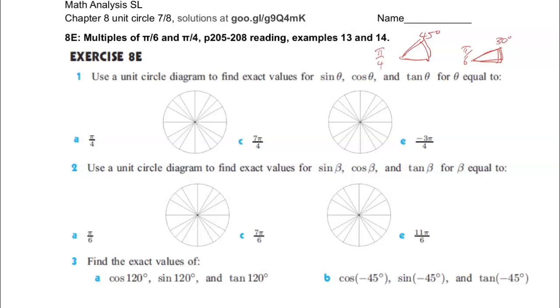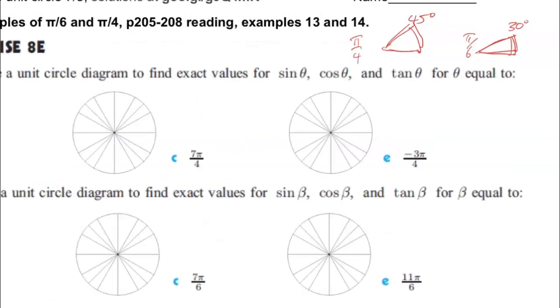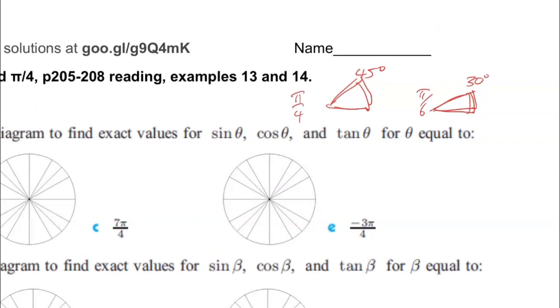Okay, here's page 7 for unit circle. We're going to work on multiples of pi over 6 and pi over 4. Just a reminder, pi over 4 is 1/4 of a semicircle. So remember, a semicircle is pi radians, so pi over 4 is 1/4 of the semicircle.